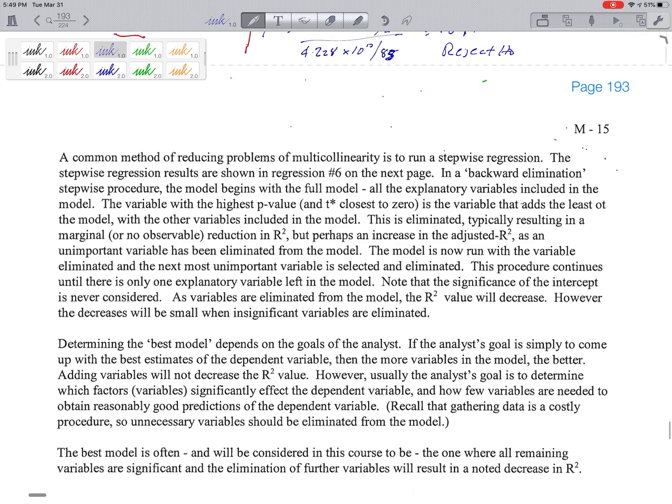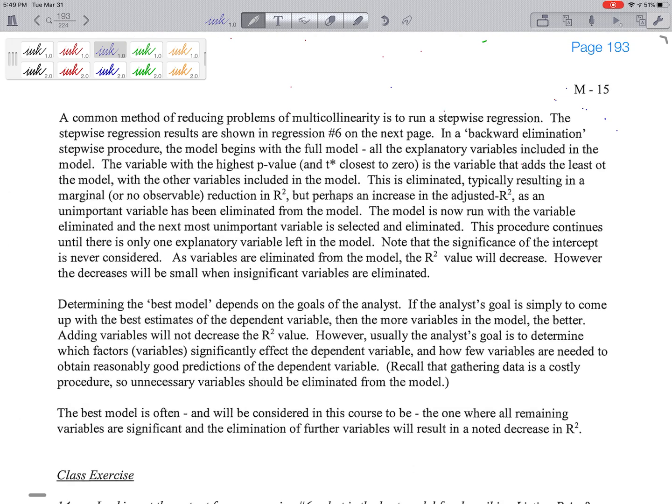Now let's get into how you solve the problem here. A common way of reducing the problems of multicollinearity is to run something called a stepwise regression. And the best way to do this in Excel is to run something called a backwards elimination stepwise procedure. And so how this works is you start with the full model. That was regression number 1 on page M5, which had all 6 variables in the model.